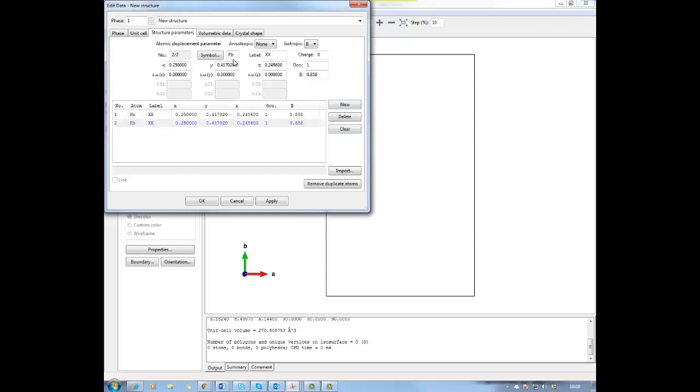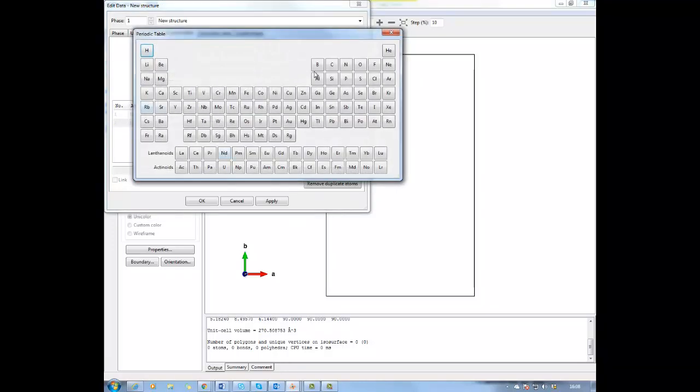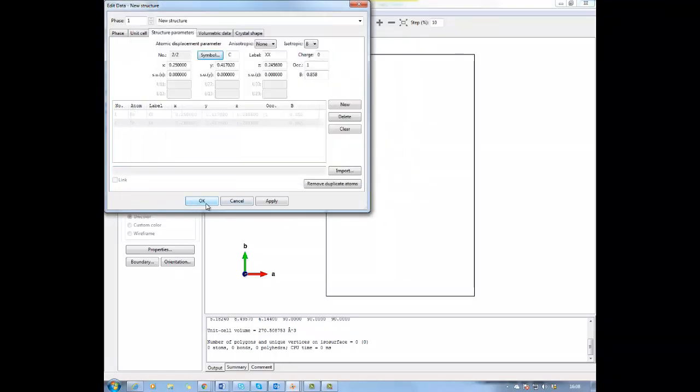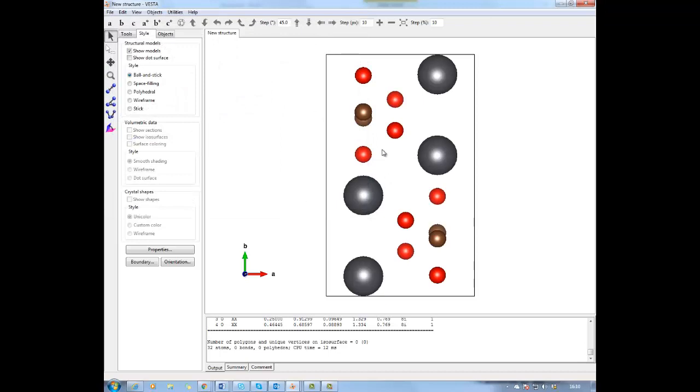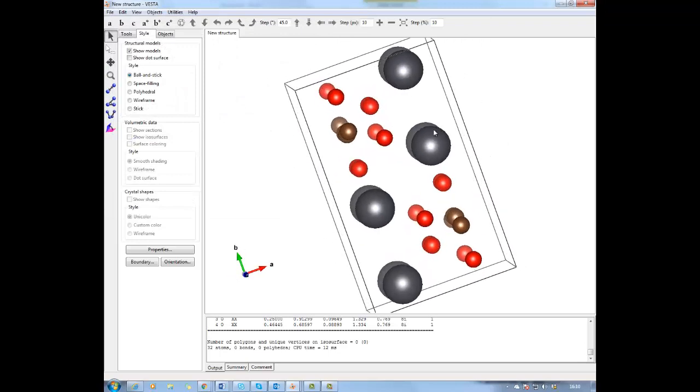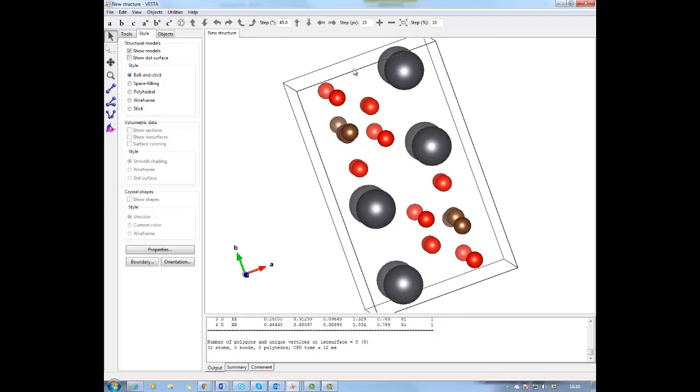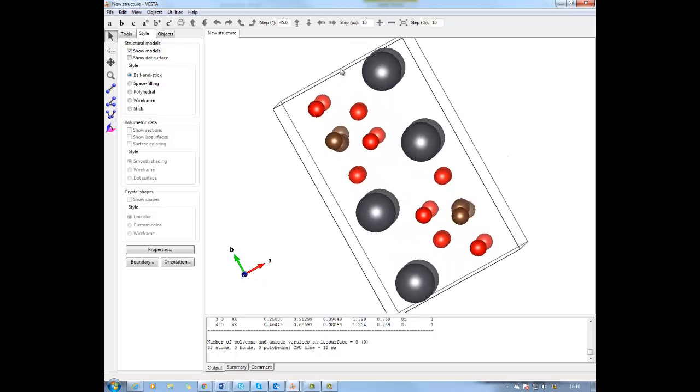Then we've got carbon, so we're going to change the symbol to carbon. And I'll fill the rest of the table in. Right, okay, I've filled in all the data for lead, carbon, and the two oxygens which are in different positions, and I'm going to apply. Say OK. Now this is my unit cell, my orthorhombic unit cell with the atoms inside.